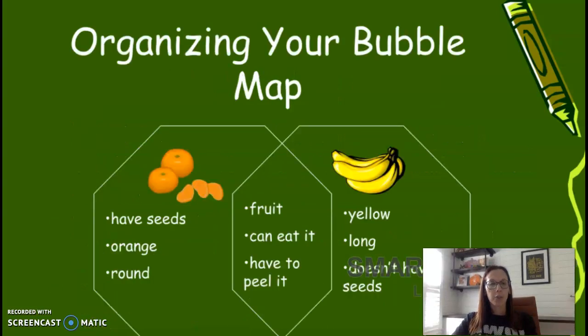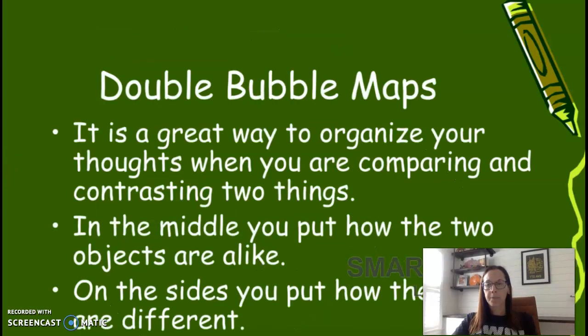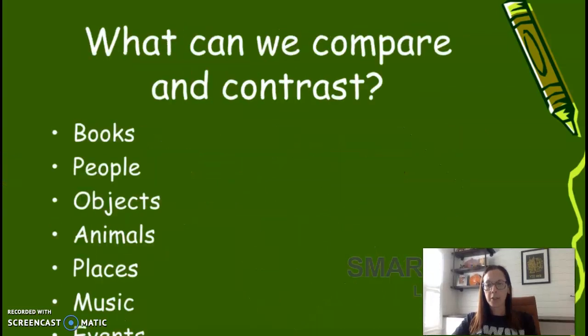All right, this is how you would organize your double bubble map. So the differences would be on the right side and the left side, where the picture of the orange is and where the picture of the banana is. Okay, now I've already read through these things on the other slides prior to this, but if you would like to pause it and read through them, go ahead and do so. Oh, I went backwards. Sorry.